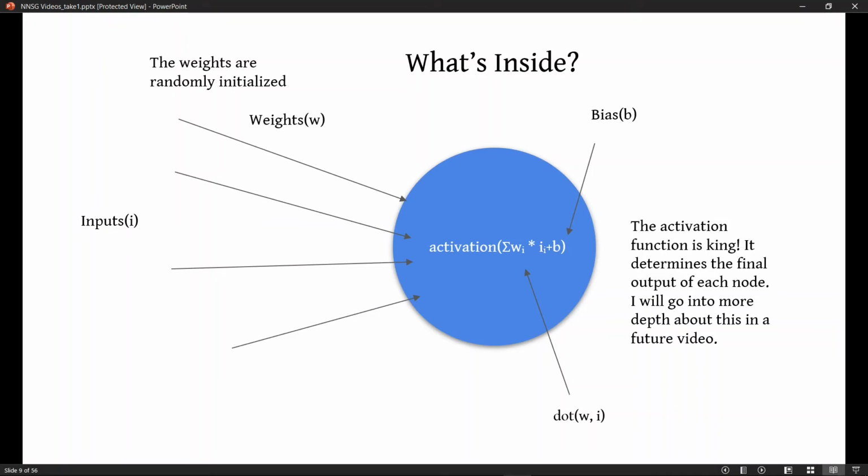Now, I'm going to go into what activation functions are in a following video, but just think of it like this. The activation function determines the final output of your node or neuron. In other words, it is the deciding factor in whether a neuron should fire or not.